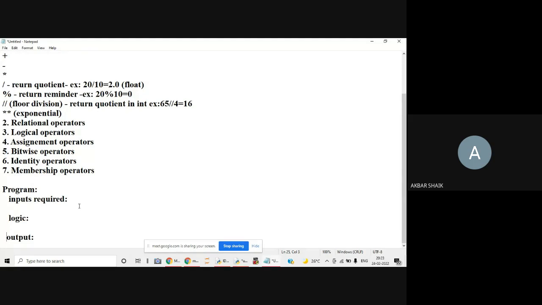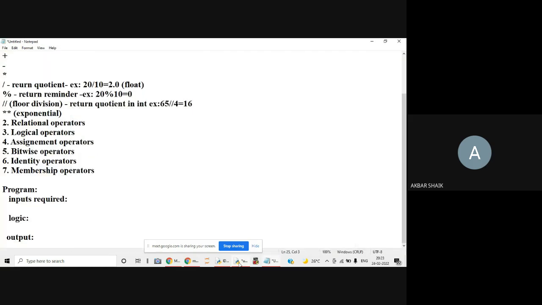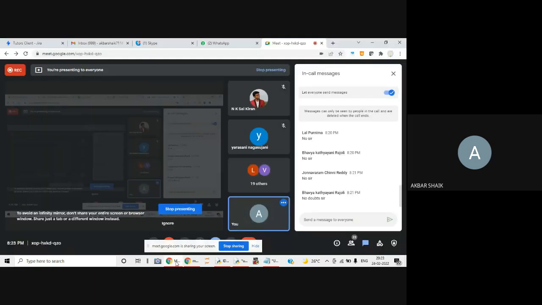So now tell me, what is our program? Our program is arithmetical operations, meaning addition, subtraction, multiplication, division. For this program, tell me what inputs are required. Please respond in the chat box. What are the inputs required for performing arithmetical operations? Please all of you respond in the chat box.